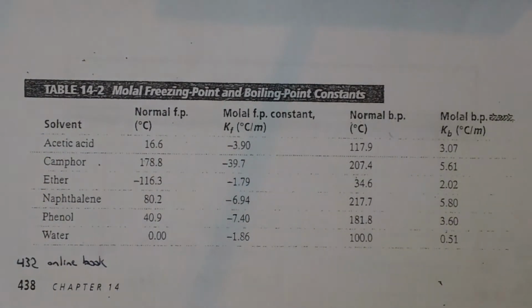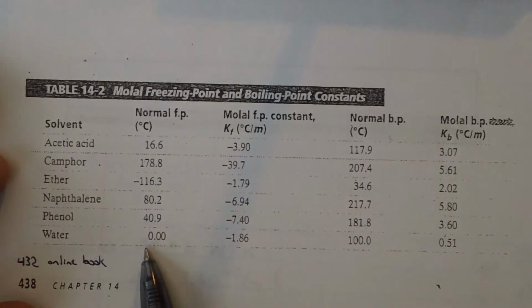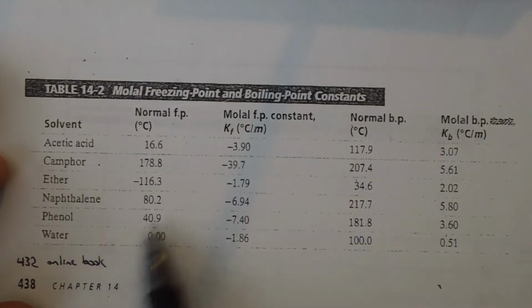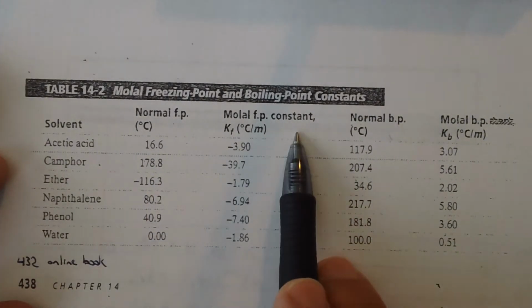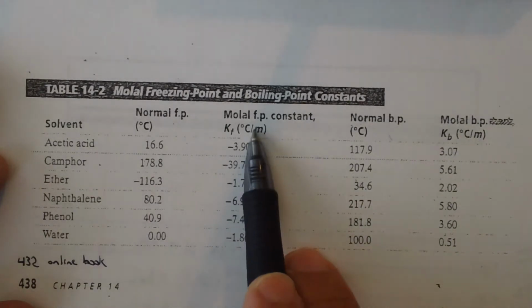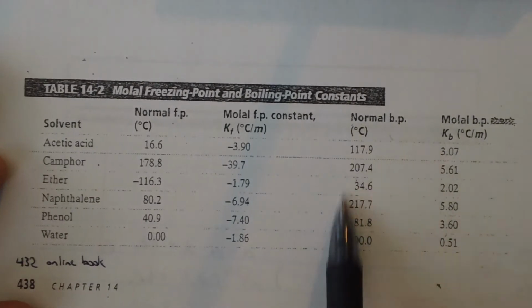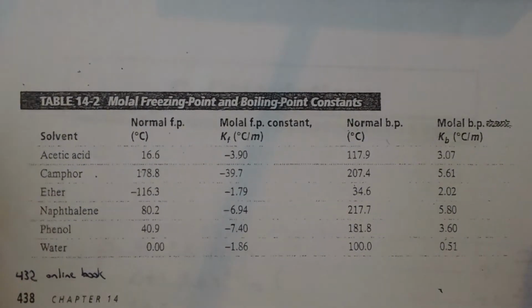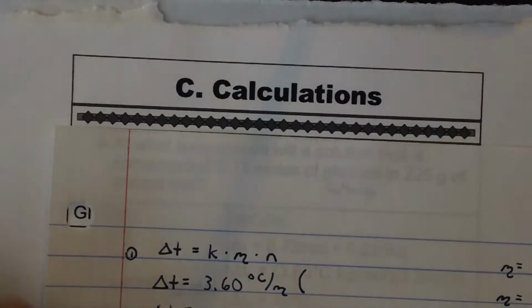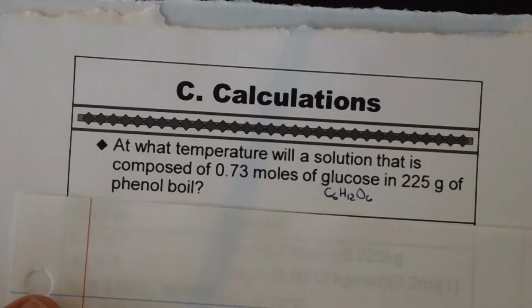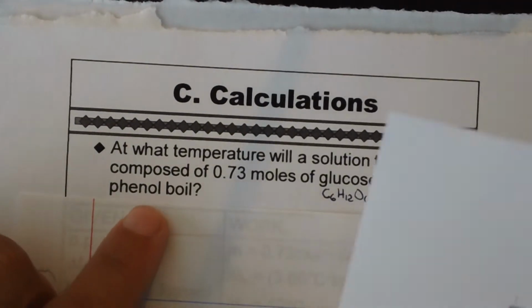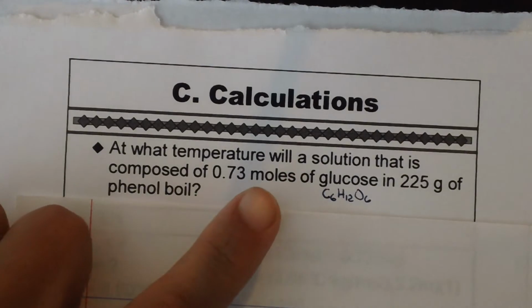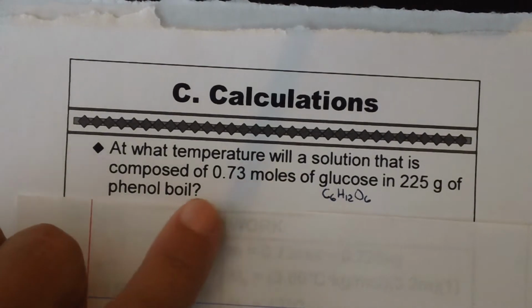And these are our values. So we have 4 columns here. Normal freezing point column for all these different solvents. And then the freezing point constant, that's your K value. If it's freezing, FP means freezing point. And then you have normal boiling point and molal boiling point constant. And so when we look at this, the solvent that we're dealing with in this particular problem is phenol, and we are dealing with boiling point.